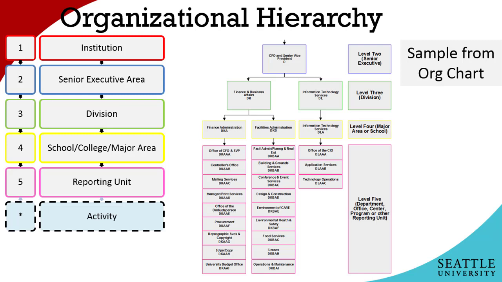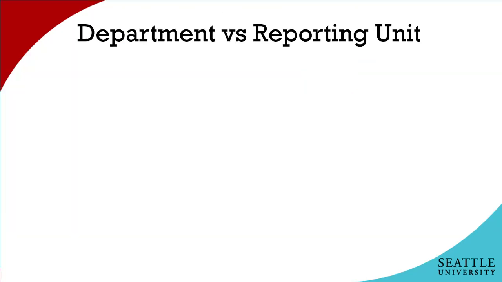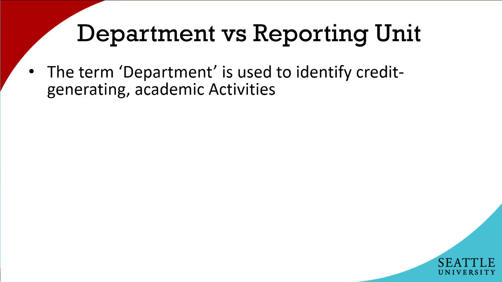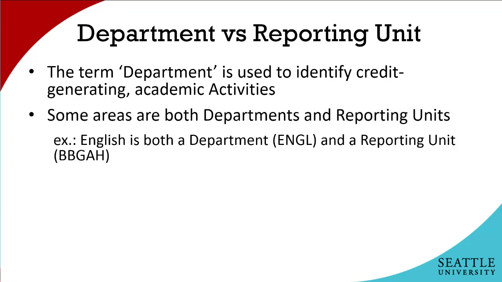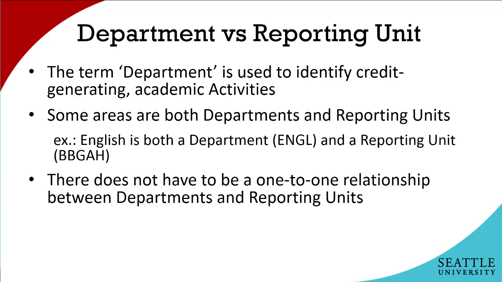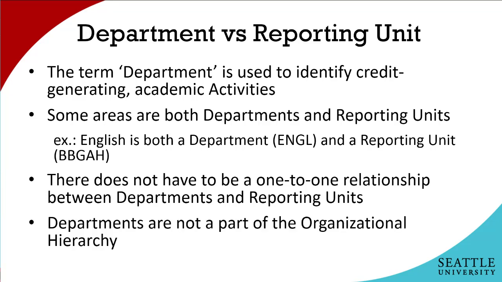However, there are numerous additional activities that support academic achievement that are not directly tied to the university's general ledger. To clarify this distinction and show the appropriate respect for these instructional activities, the term department will only be used to identify credit-generating academic activities in our new data environment. This means that some areas will be both departments and reporting units. In some cases, many departments may be linked to a single reporting unit, and vice versa. Departments are not a part of the organizational hierarchy and are instead governed by policies and procedures within the Division of Academic Affairs.